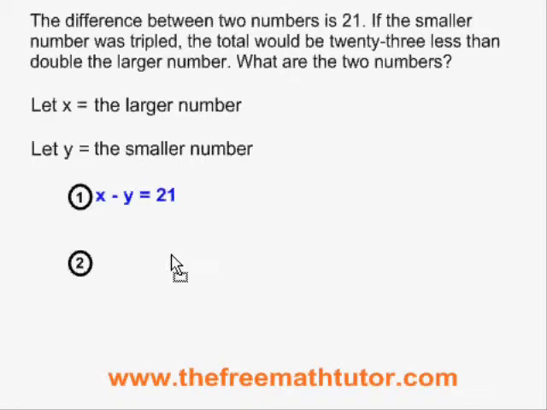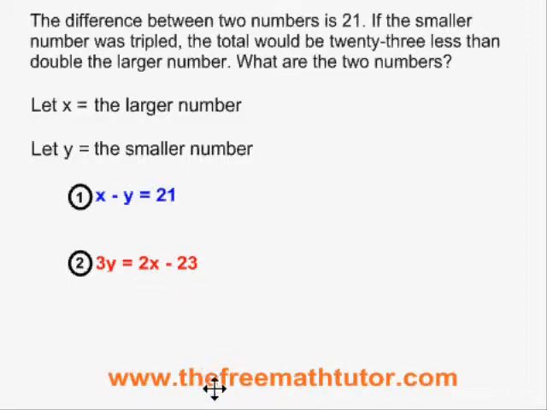The second equation is a little bit more complicated, but the second sentence in the problem tells us everything we need to build it. If the smaller number was tripled, and the smaller number is y, that means we can express the smaller number as 3y. The total of the smaller number tripled would be 23 less than double the larger number. That means 3y is equal to 2x minus 23. Triple the smaller number is equal to double the larger number minus 23.